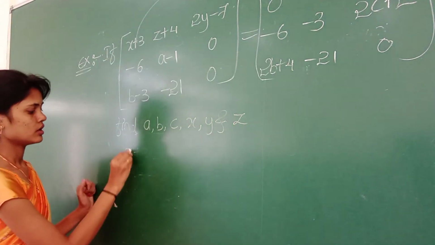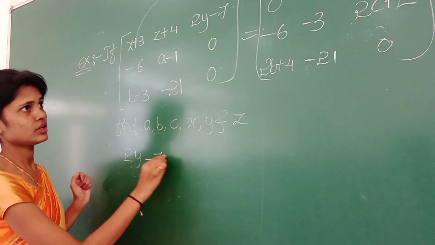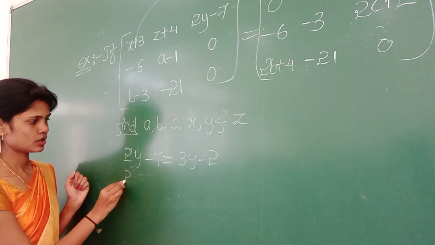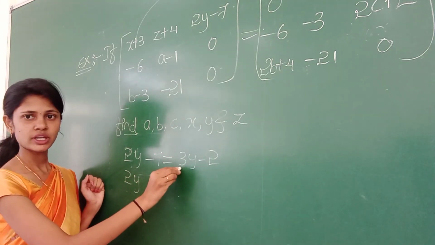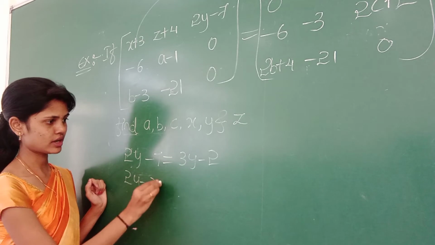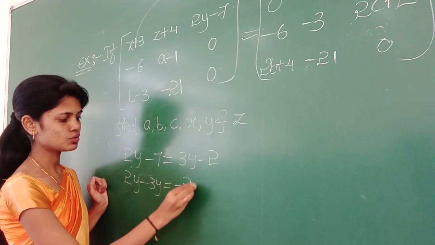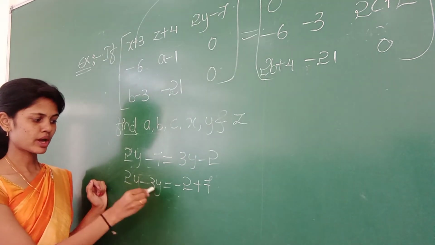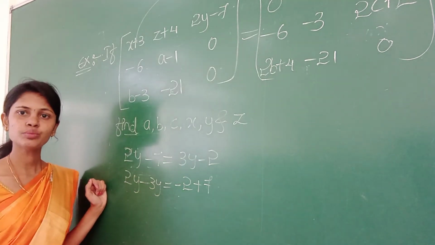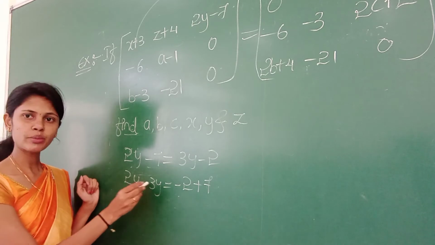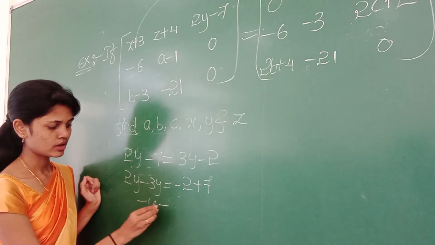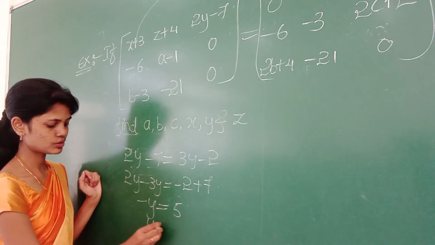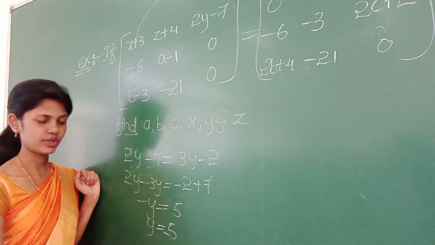Next, taking 2y - 7 = 3y - 2. So therefore, taking 3y to the other side it is -3y, and taking -7 to that side, 2y - 3y = -2 + 7. Therefore, 2y - 3y is -y, which is equal to 7 - 2, which is 5. So y = -5 we get.